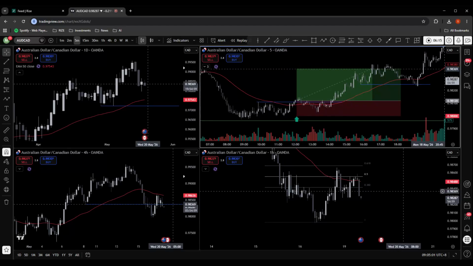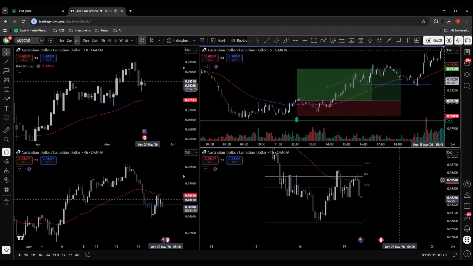So market's moving well at the moment. This was a really, really good setup, and let me know your thoughts below.